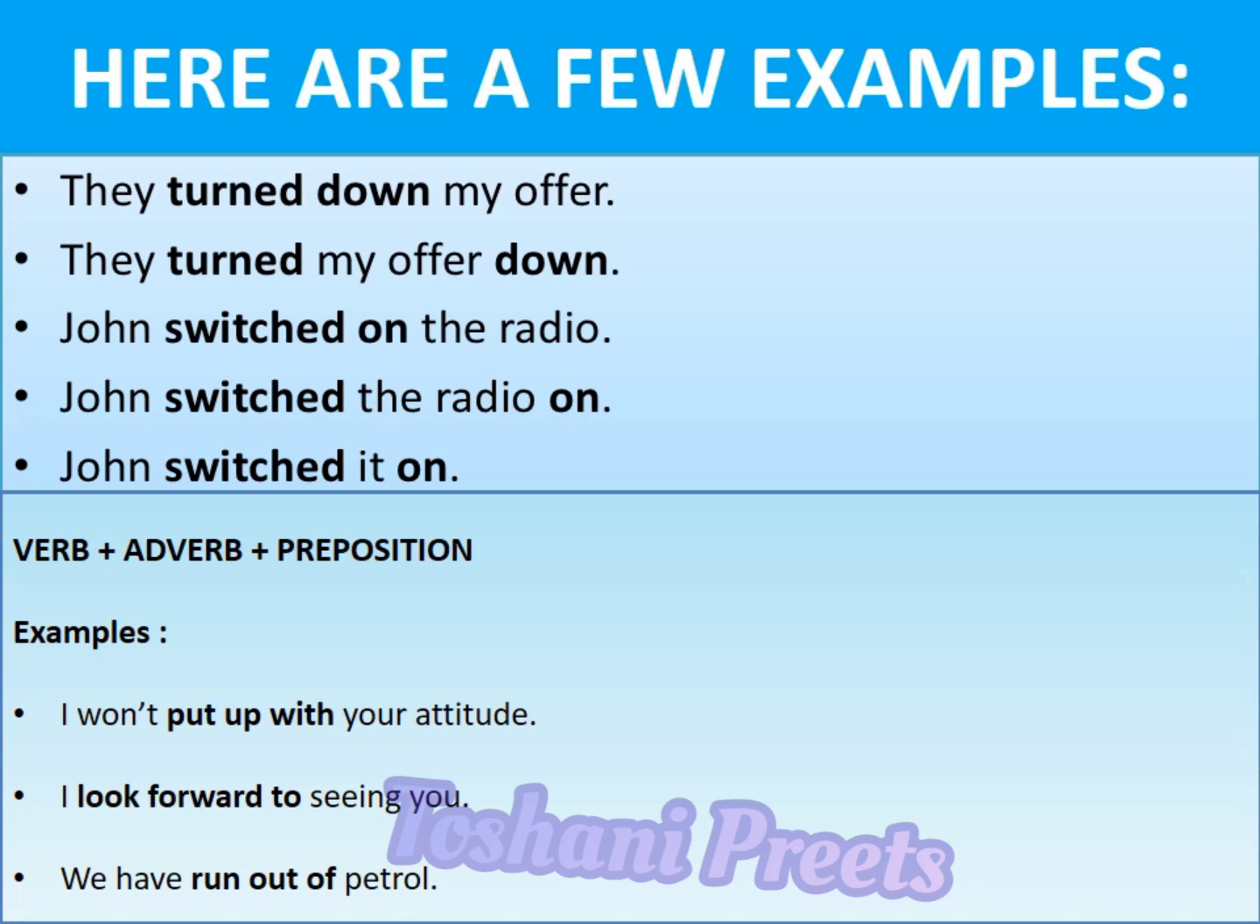Now the next combination is all three together: the verb, the adverb and the preposition. Let's look at the examples. I won't put up with your attitude. I look forward to seeing you. We have run out of petrol. So you see all three parts of speech, the verb, the adverb and the preposition, combined together to form phrasal verbs. Phrasal verbs are not only a combination of a verb and a preposition or a verb and an adverb, but also a combination of a verb, adverb and preposition.